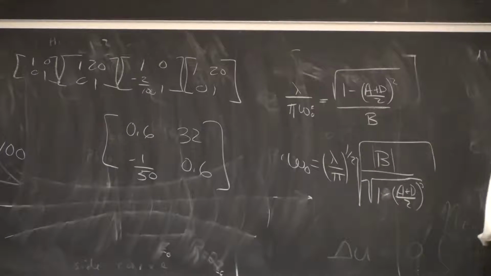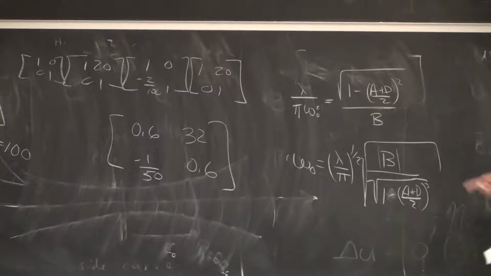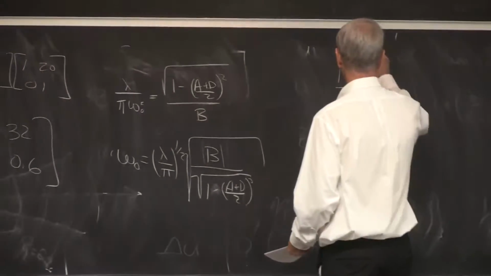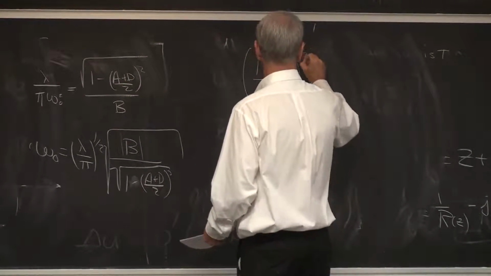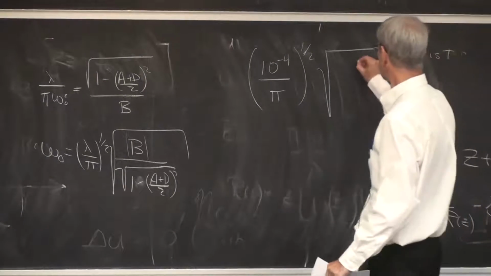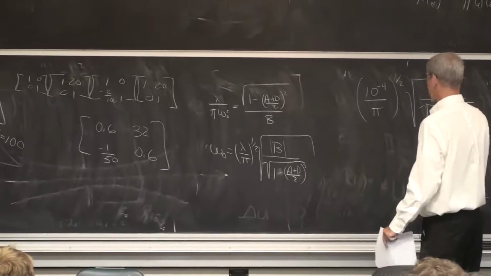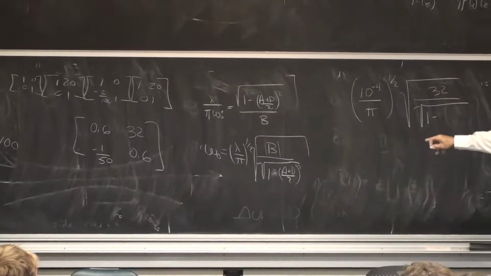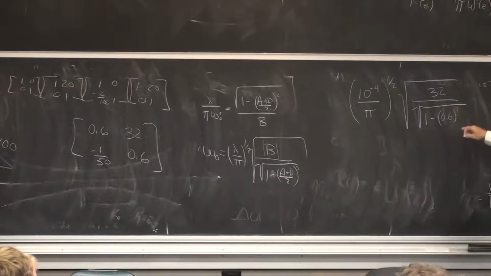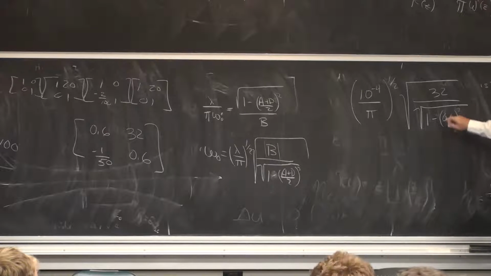All right, so how big is it? Okay, let's say the wavelength is 1 micron. So you need the wavelength. So I've got 10 to the minus 4 centimeters divided by pi. I'm doing everything in centimeters. And then the square root of, what was b? So b was 32, divided by 1 minus (0.6 plus 0.6 over 2) squared, so 0.6 squared. Okay, so you can plug the numbers in. This turns out to be 0.64, so that's 0.8, so it all works out.